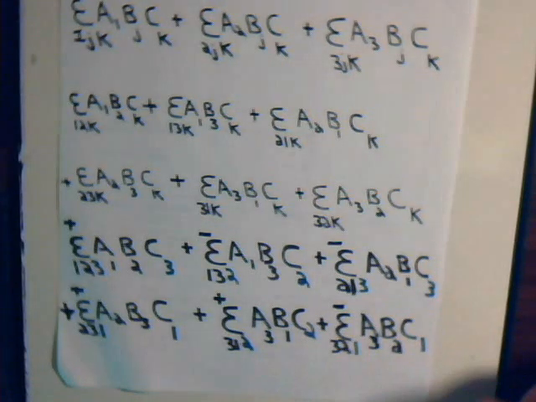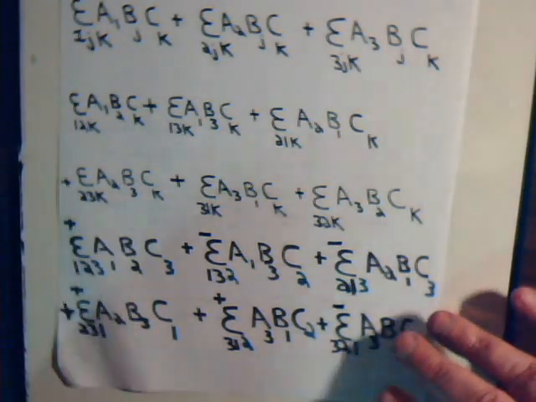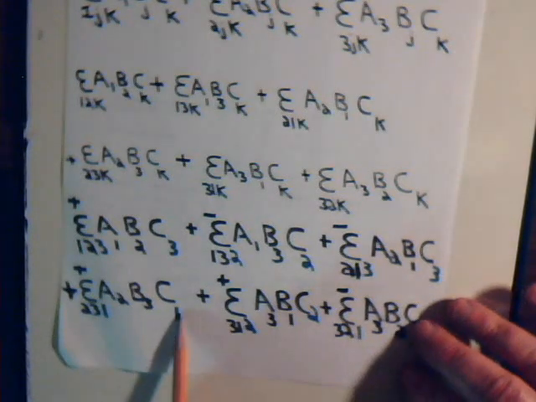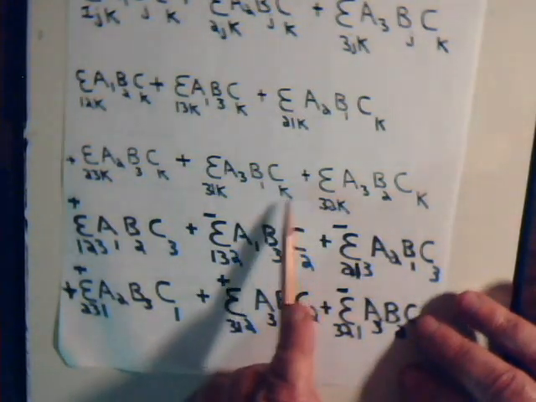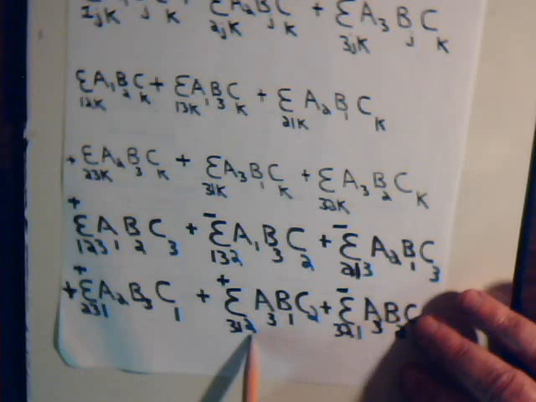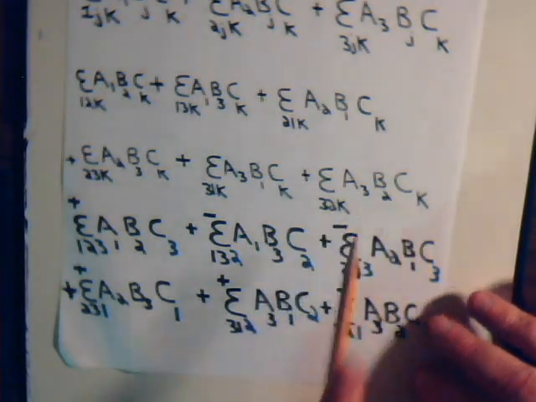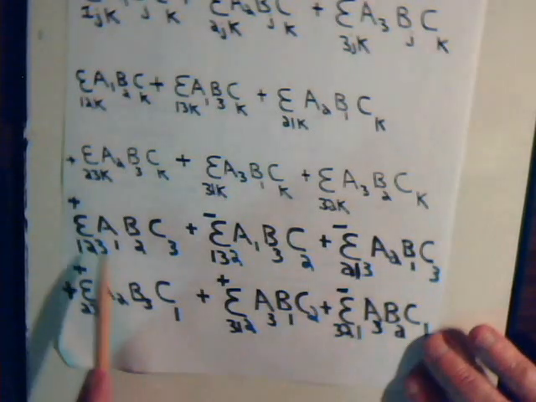That's that term. For here, K has to be 1. That is this term. K has to be 2. That is this term. K has to be 1. That is this term. So here's what we end up with.